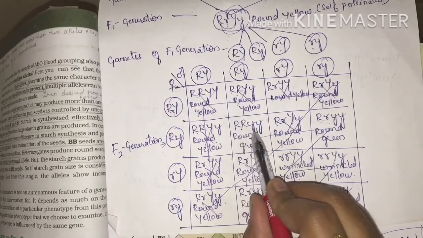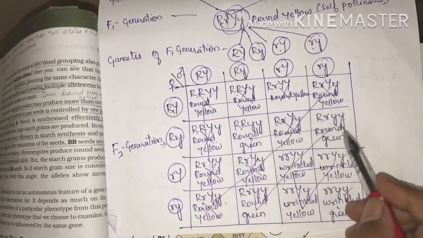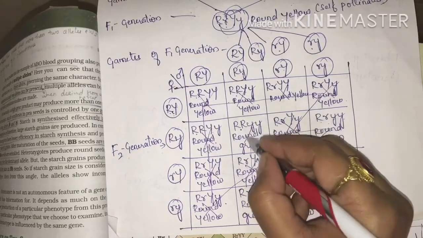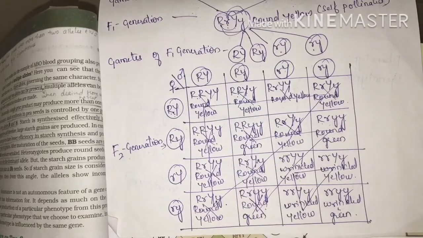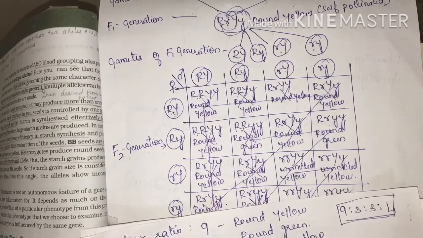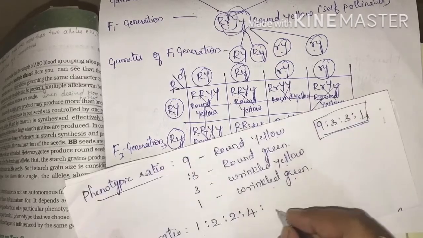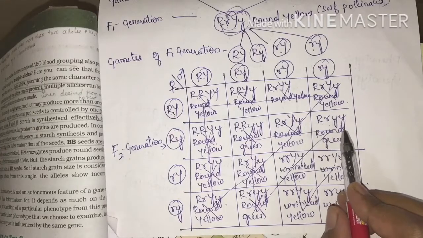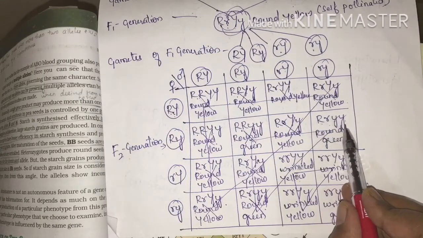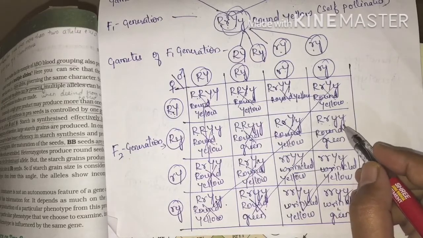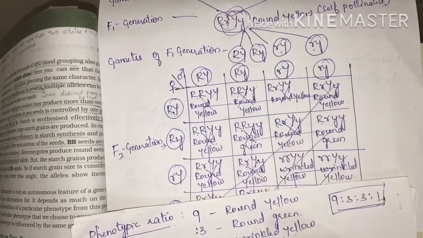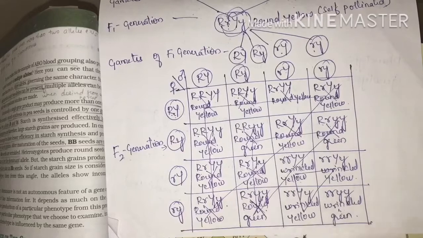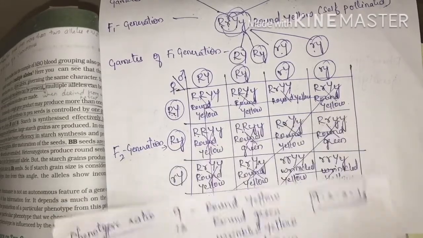Capital R, small y, small y. How many do you have? This one, this one, capital R, small y, small y: 1, this one 2. Okay, that is 2. Next comes capital R, small y, small y. Sorry, this is only 1. Sorry, by mistake I wrote it as 2. This is 1 and 2. Then comes this 2, 1.